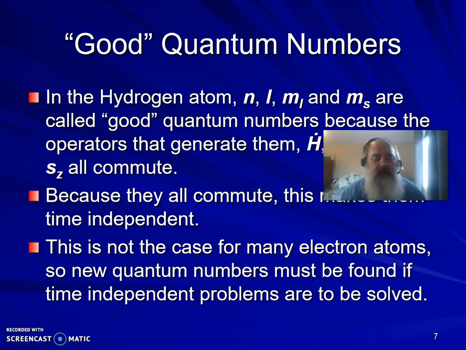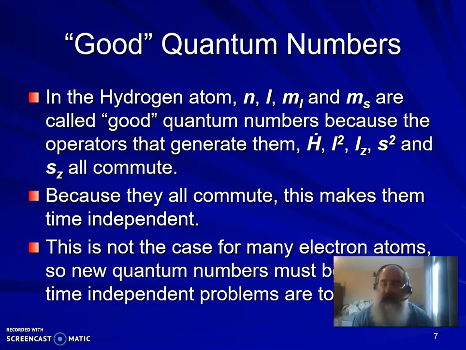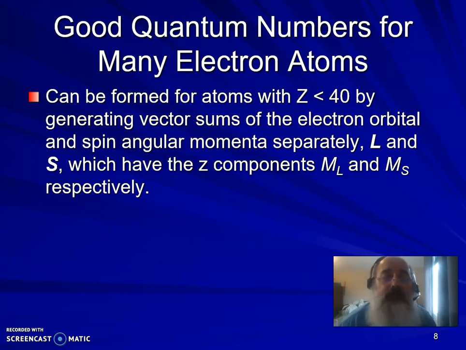So new quantum numbers have to be found if we're going to have time-independent problems that we can work out the mathematics for. So things are going to get a little bit more complicated from a quantum number standpoint when we start looking at atoms with more than one electron, but less than 40. Good quantum numbers for many electron atoms can be formed for atoms with Z less than 40 by generating vector sums of the electron orbital and spin angular momenta separately. L and S, so we've got capital letters here, we'll have Z components M sub L and M sub S. So we're using a lot of the same letters that we used in the hydrogen lowercase quantum numbers, but we're giving them capital letters in this case.